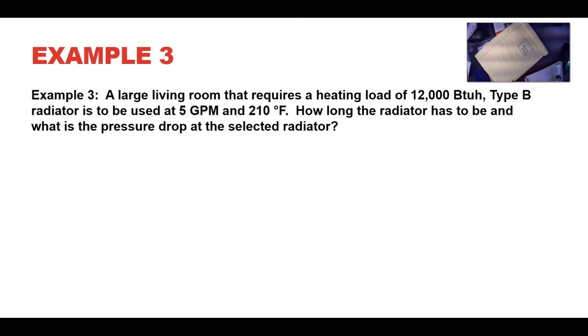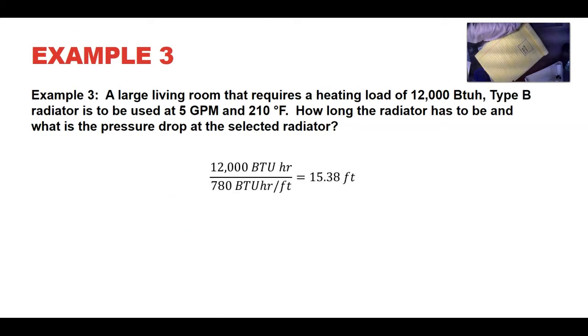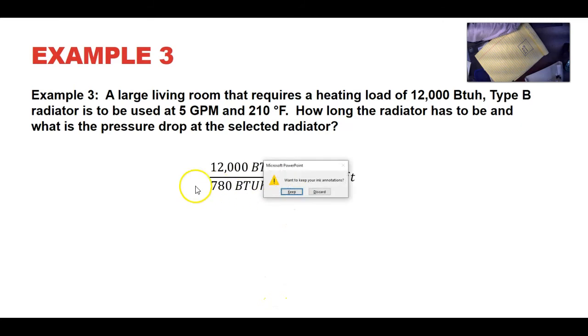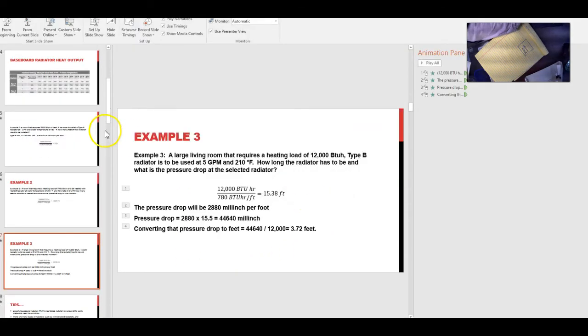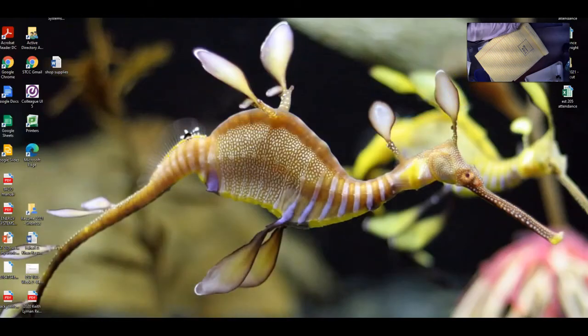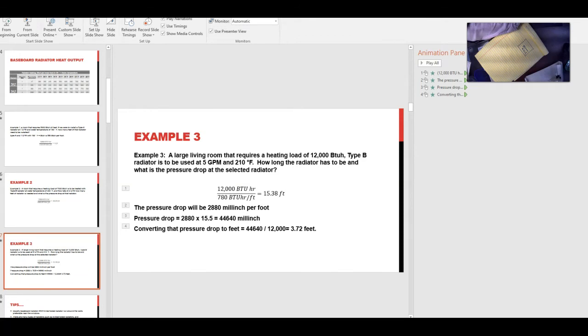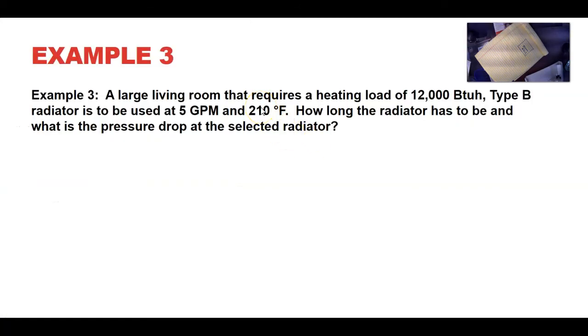Another example here, a large room, this time 12,000 BTUs, type B radiator, 5 GPM. It's a little bit above the limit, more flow. So you're gonna go with the upper limit at 4, and the temperature is 210, which is the really hot temperature. And this time I'm asking for the pressure drop. Sorry, my video got cut off. So in this example here, we are looking at pressure drop.